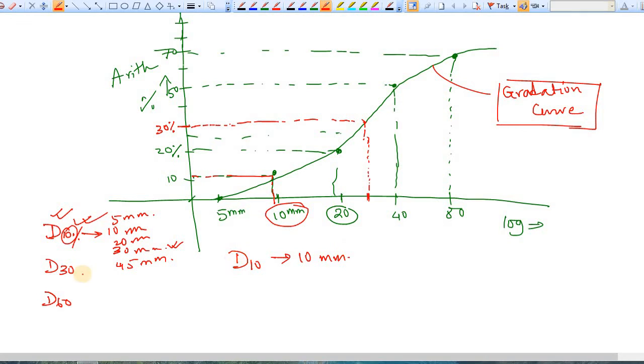So here the effective size D10 is 10 mm. Okay, next one is your D30. Just like D10, you have to find D30. So pick up 30. 30 is here.